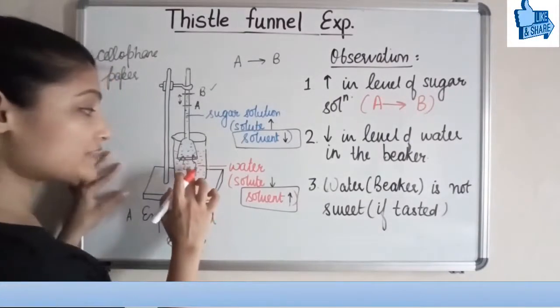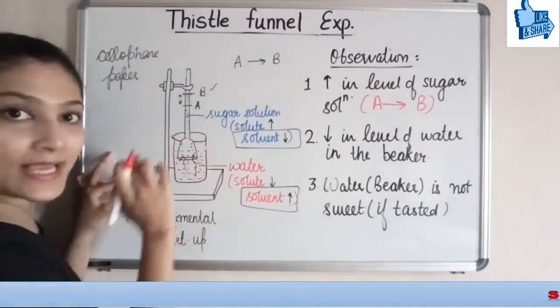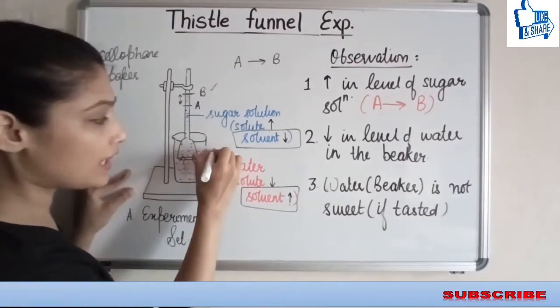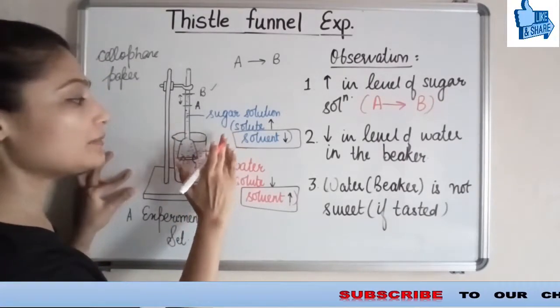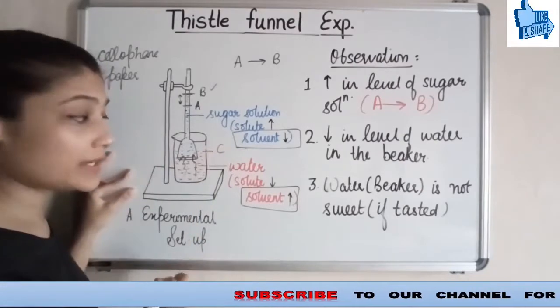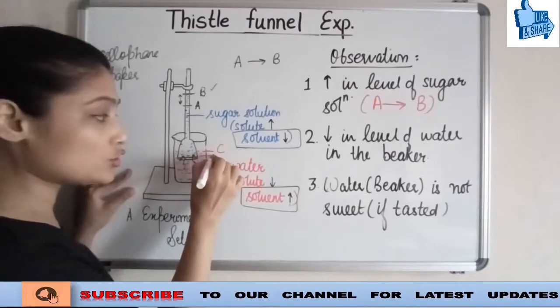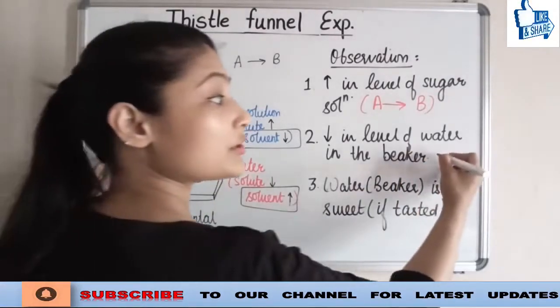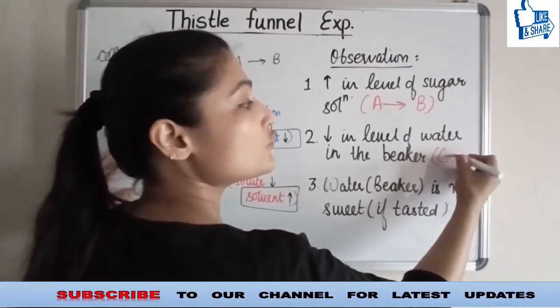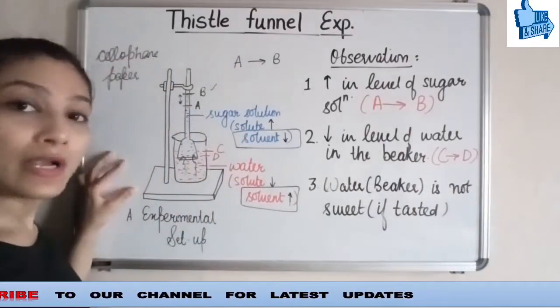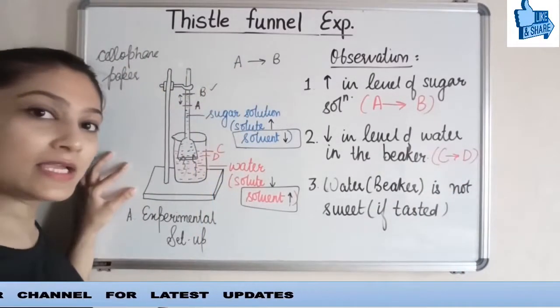Next, there is going to be a decrease in the level of water in the beaker. Of course, if some water has moved inside, say the earlier point was here, let me label it C. Now that water has moved inside the funnel, the level is going to decrease. So the water in the beaker has moved from C position to D position as it has moved inside.